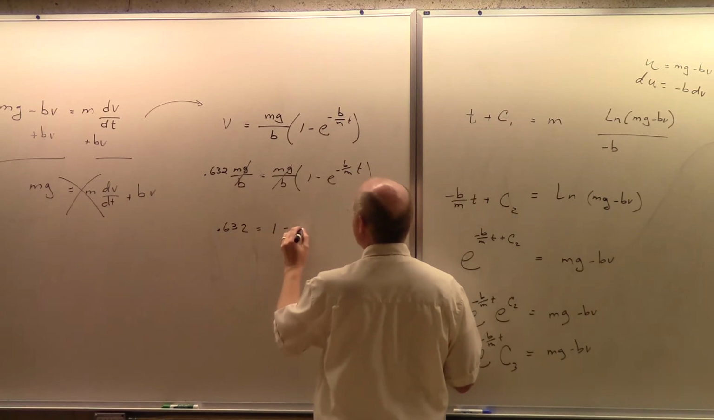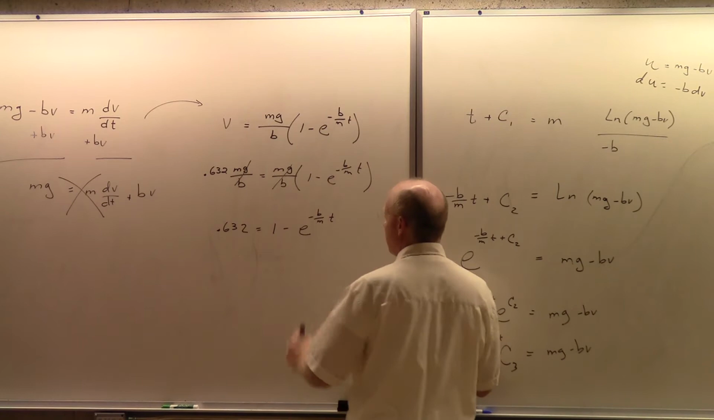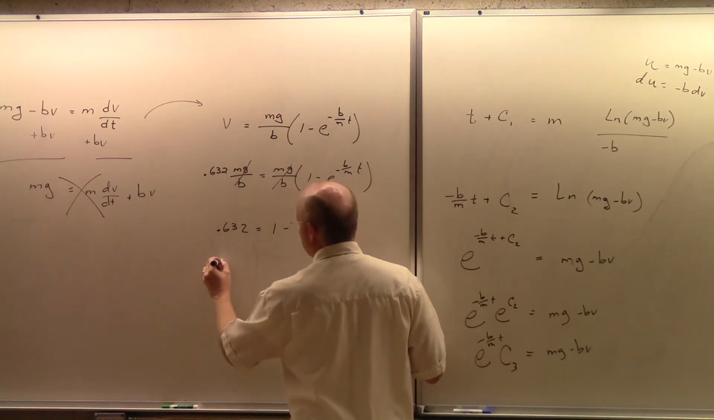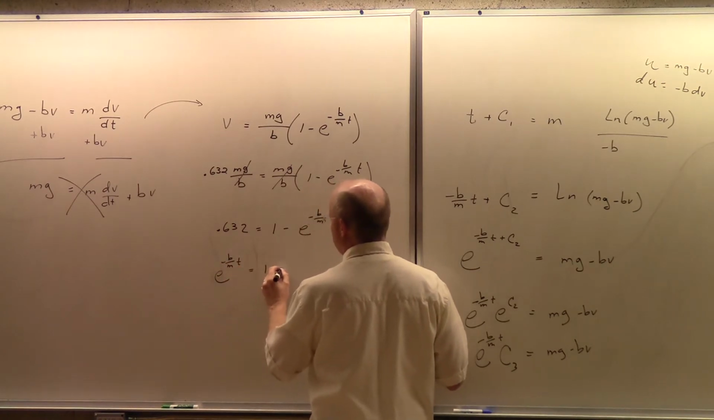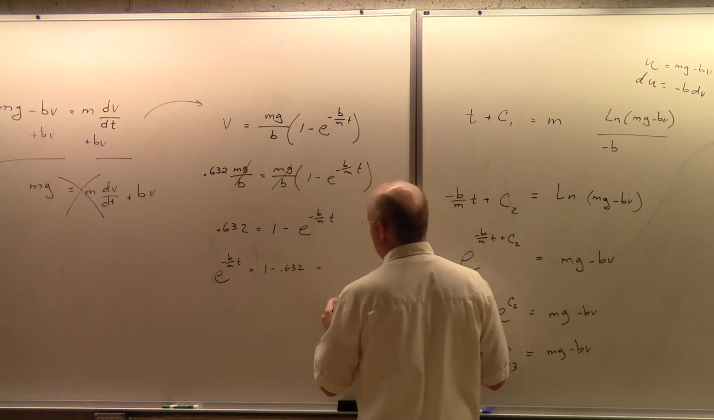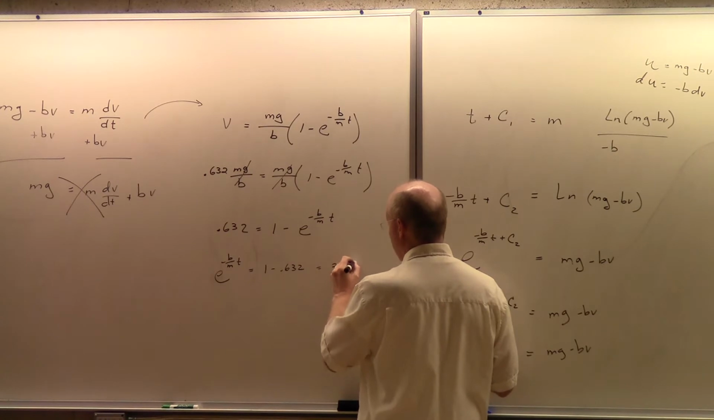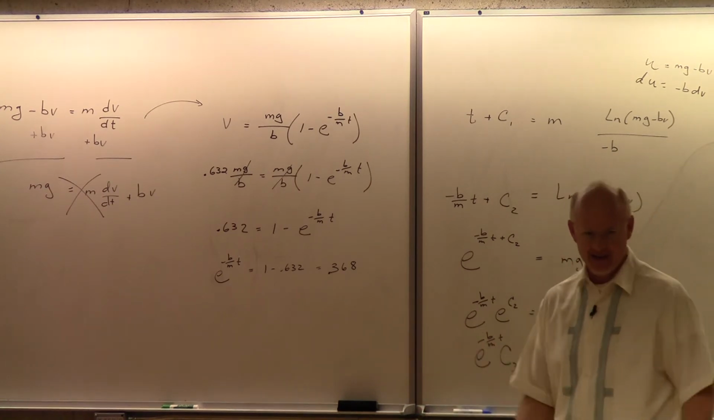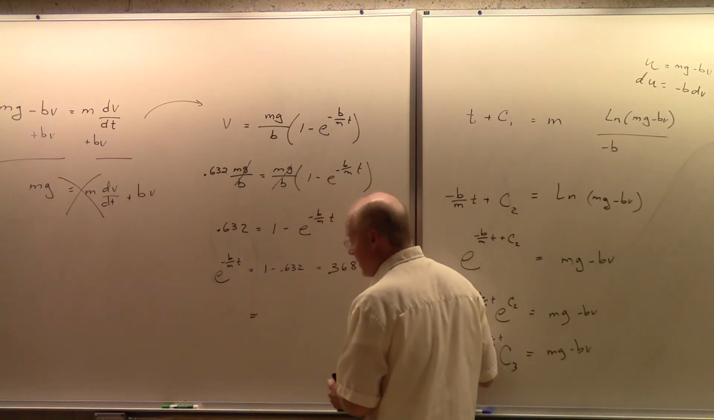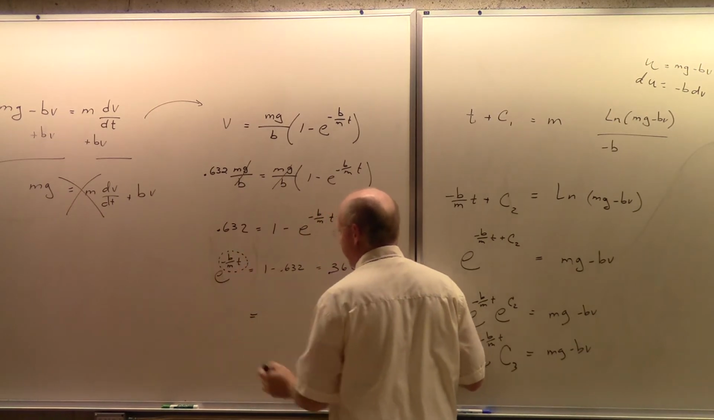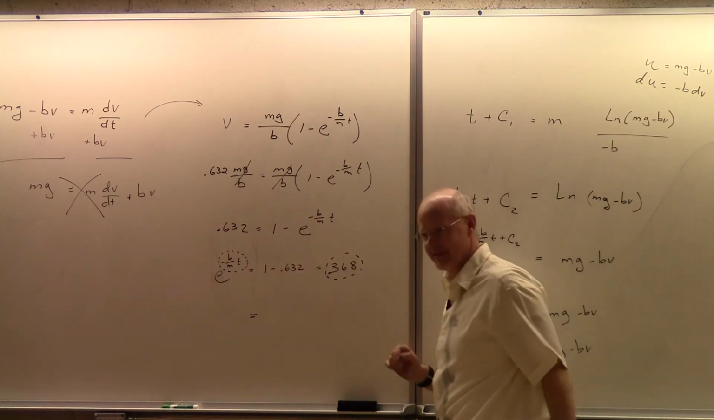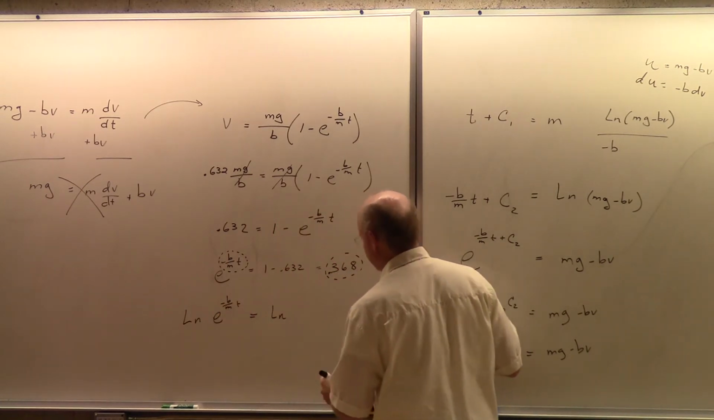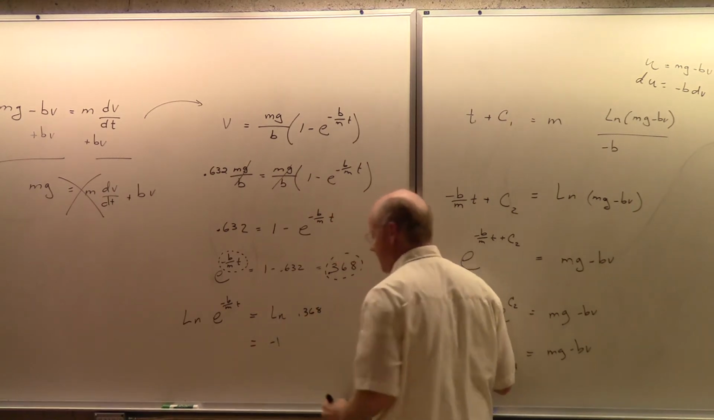0.632 equals 1 minus e to the minus b over m t. Now you'll see why the author has picked the 63.2%. Because if I rearrange this to e to the minus b over m t equals 1 minus 0.632, I get my 37% or 36.8%. So, why 36.8? Well, because when you take e to the negative 1, you get 37%. Okay, so if I take the natural log of both sides, that natural log is a simple negative 1.